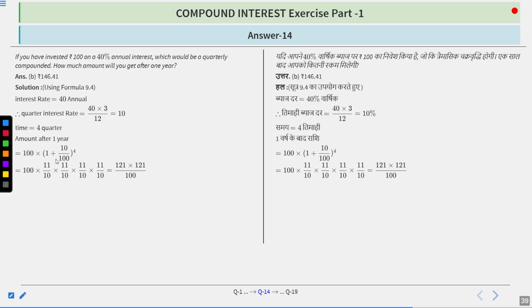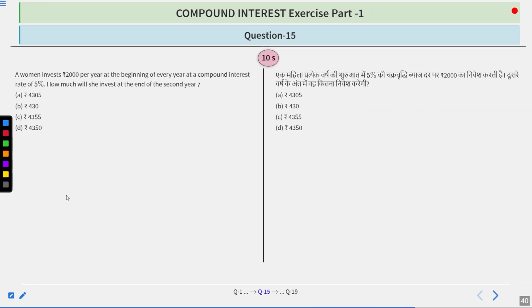So power is 4. So we have to write 11/10 four times: 11/10 into 11/10 into 11/10 into 11/10. That becomes equal to 121 into 121 upon 100, because 100 will be cancelled out by 2 tens. 11 into 11 is 121 and the other 11 into 11 is 121 and 10 into 10 is 100. Therefore, rupees 146.41 is the amount after 1 year. Option number B is the correct answer.